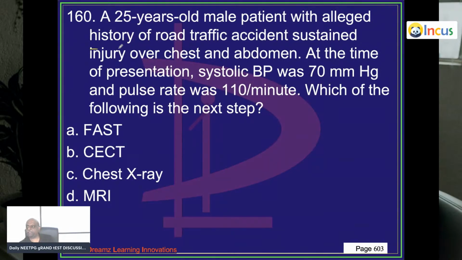25-year-old male presented with alleged history of road traffic accident. At the time of presentation, systolic BP was 70, pulse rate was 110. What do you want to do? FAST.